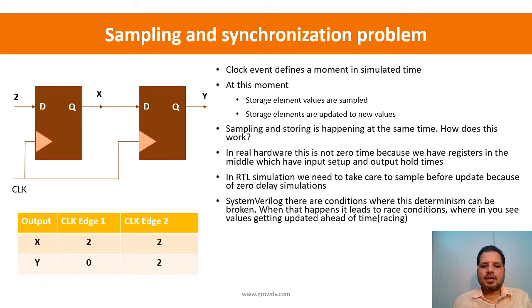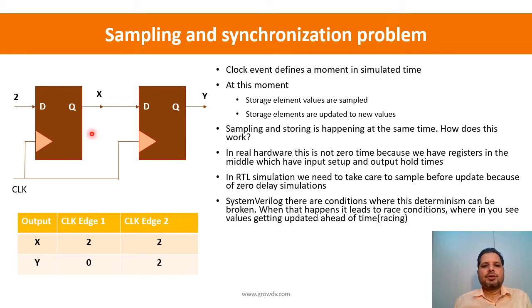Okay, we'll start with this sampling and synchronization problem. This is a very important problem to understand in order to appreciate what the clocking block is doing, right? Let's take a simple design where I have two flops connected back to back, and I'm just driving 2 at the input of the first flop. I'm calling the intermediate connection between flop 1 and flop 2 as X, and the output of the second flop as Y, right?